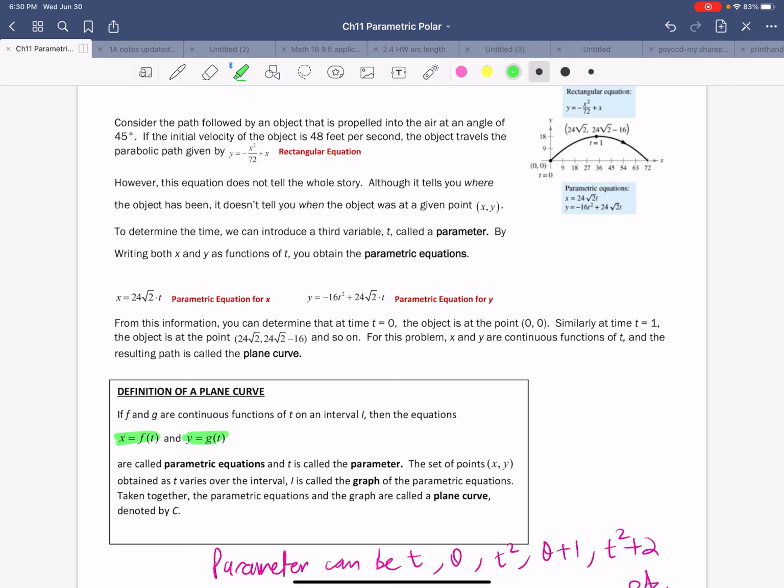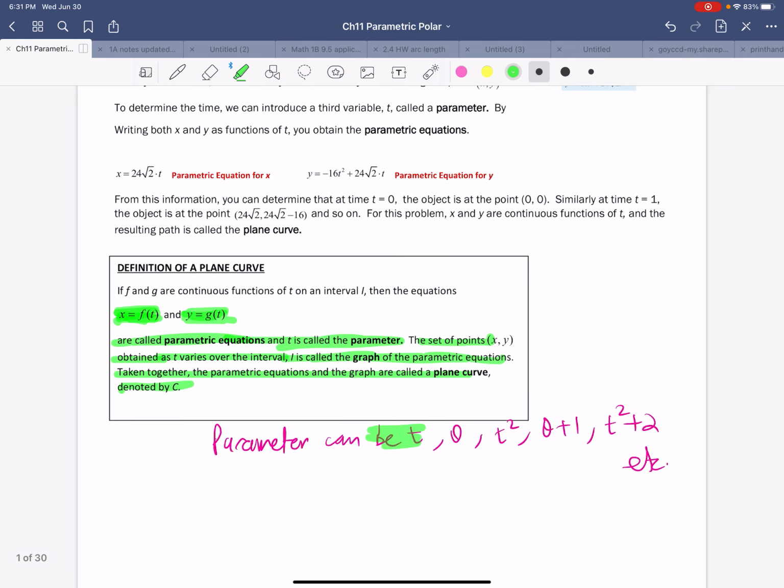Then those equations are called parametric equations, where we represent x and y as a function of t, or as a function of theta, or a function of any other variable. So x is equal to f of t and y is equal to g of t. This is called a set of parametric equations, where t is called the parameter. The set of points x, y obtained as t varies over the interval I is called the graph of the parametric equation. In the case of a parametric equation, the direction of the curve matters as well.